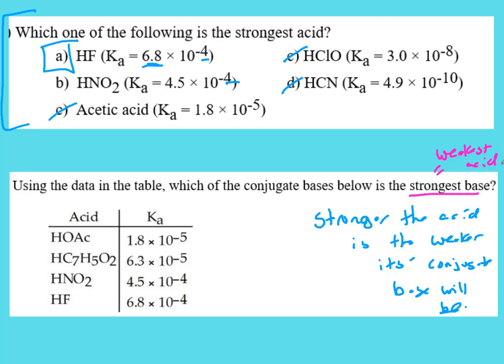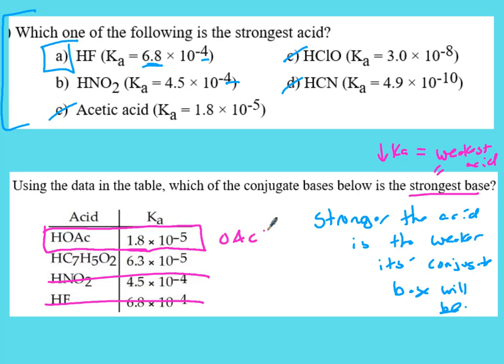Well, the strongest base would come from the weakest acid, and the weakest acid has the smallest Ka. 10^-5 is smaller than 10^-4, and 1.8 is smaller than 6.3, so this one would have the strongest base. Its base would be that, since it would lose a hydrogen.